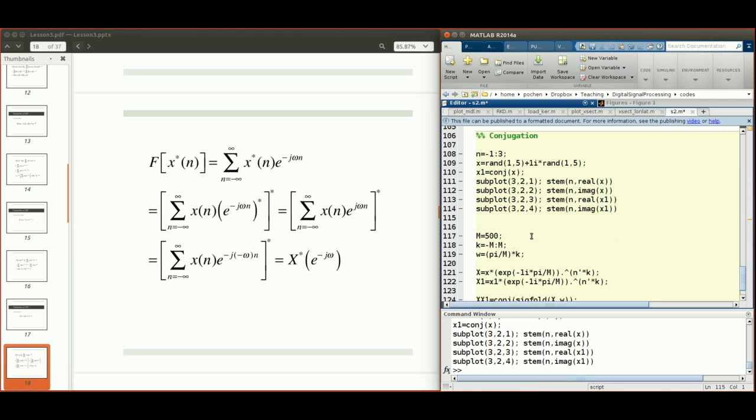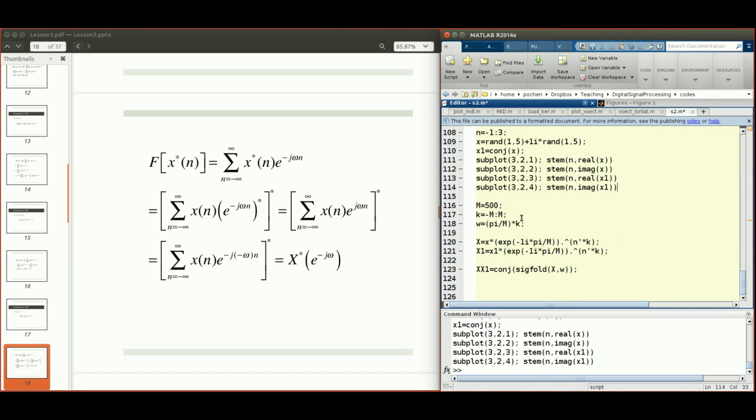Now let's try to construct our Fourier transform. We define our horizontal axis in the frequency domain first. So big M is still 500. K goes from minus big M to positive big M, and that's our frequency omega. So W goes from minus pi to pi. And then that's the Fourier transform of the original signal. Here it's x, and the rest of the formula is exactly the same as before. And then that's x1, the Fourier transform of x1, which is the conjugate of x.